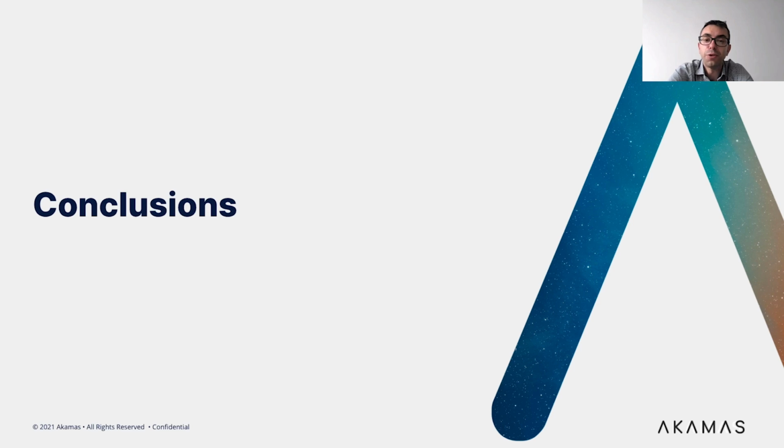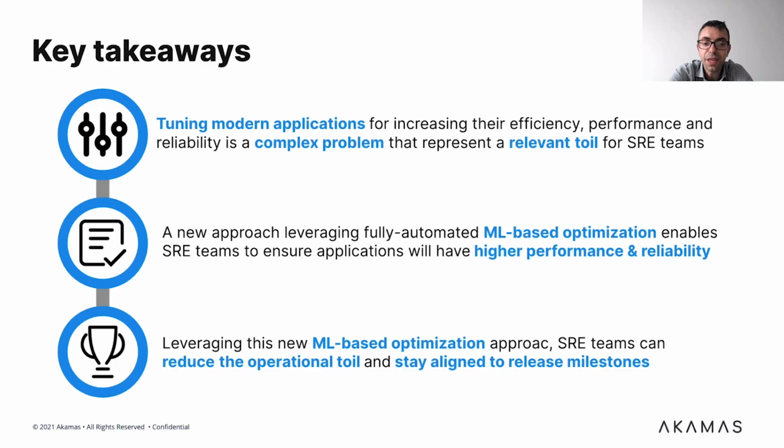All right, it is time to conclude with our takeaways. Our first takeaway is that tuning modern applications is a complex problem that is hard to solve. Any traditional tuning approach causes relevant toil for SRE teams. The second takeaway is that when our new approach is based on a fully automated machine learning-based optimization, it becomes possible for SREs to really ensure that applications will have higher performance and reliability. And third, this new approach also makes it possible to reduce operational toil and stay aligned to release milestones. So a huge improvement for all SREs.